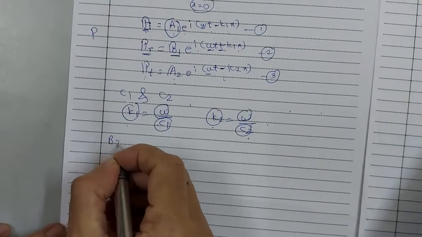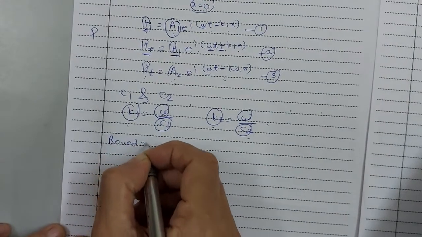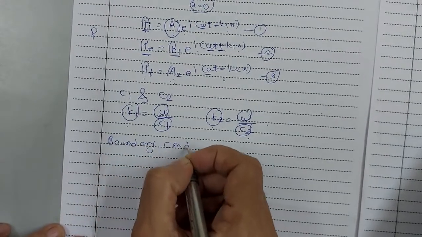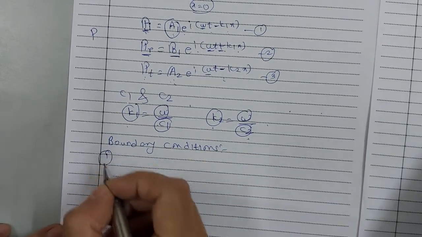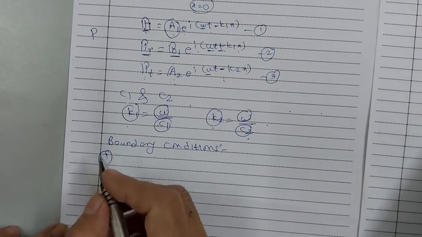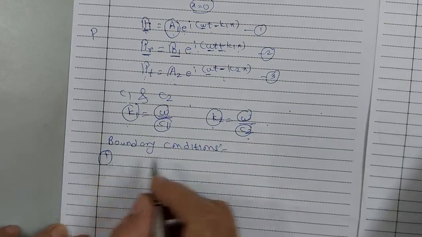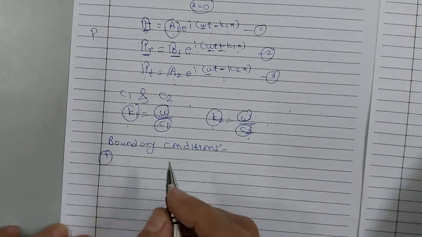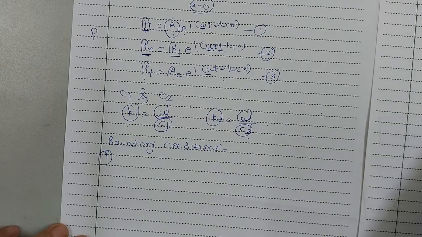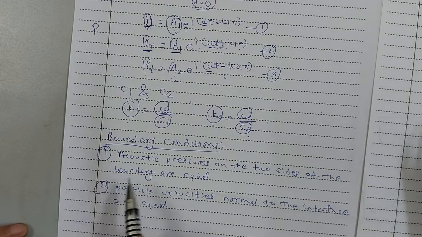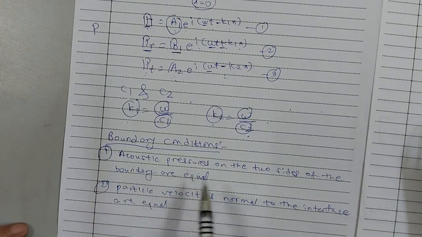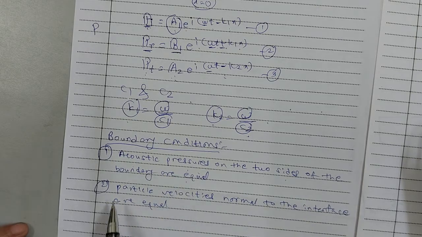So I'll mention over here the boundary conditions. There are two, as I mentioned. What is the first boundary condition? The acoustic pressures on the two sides of a boundary are equal. This is my first boundary condition. And the second is that the particle velocities normal to the interface are equal.